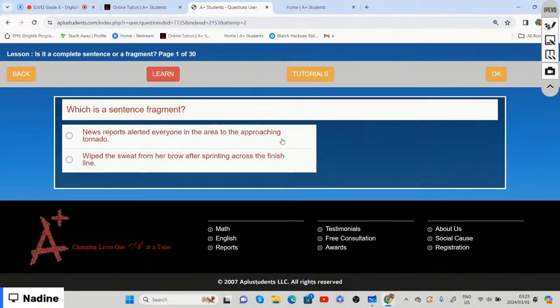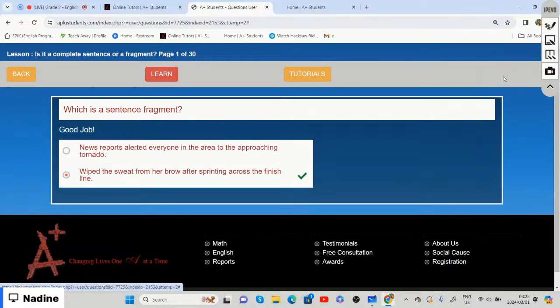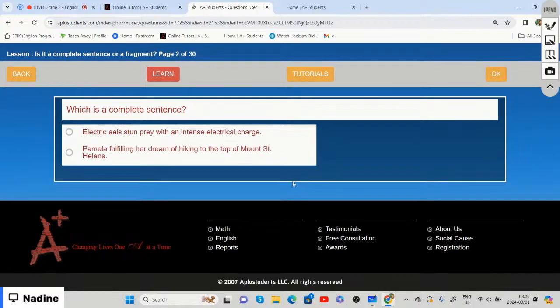All right, and if we were to select a sentence fragment, remember we said a sentence fragment does not express a complete thought, then we'll choose the second option. Because it says wiped the sweat from her brow after sprinting across the finish line. So the question is, who wiped the sweat from her brow? So the second option is correct.